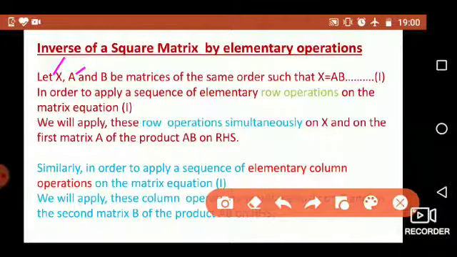Similarly, in order to apply the sequence of elementary column operations on the matrix equation 1, we will apply these column operations simultaneously on X and on the second matrix B of the product AB on the right hand side.